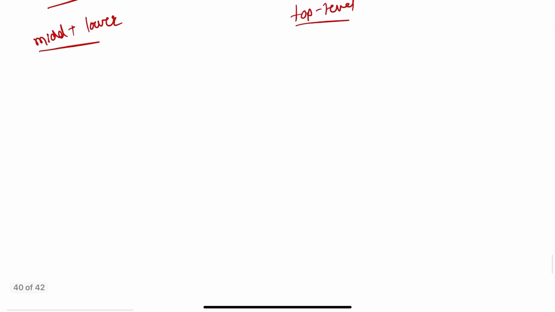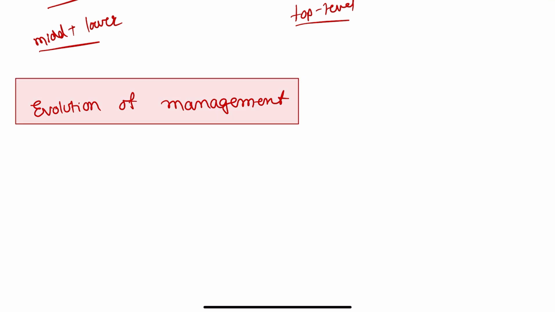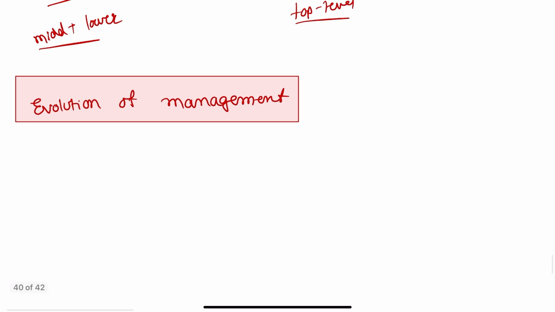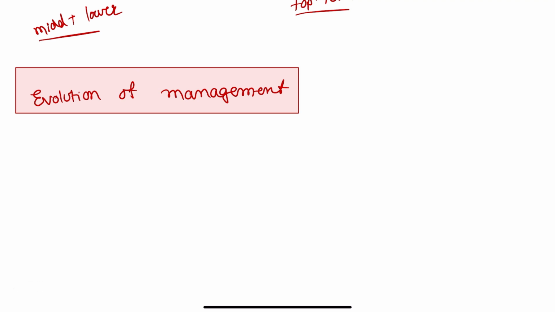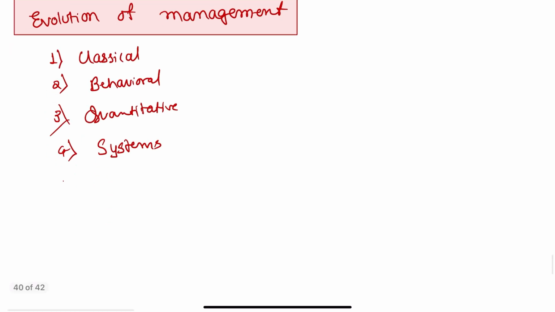Now, let us come to the important point, which is the evolution of management. In the evolution of management, we have five different theories, or five different approaches. First is classical, behavioral, quantitative, systems, and contingency approach.